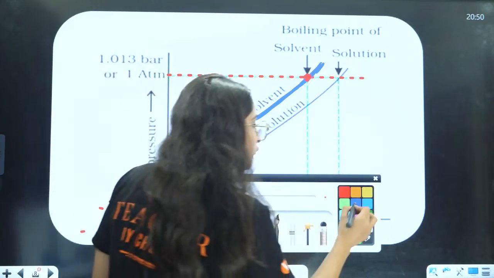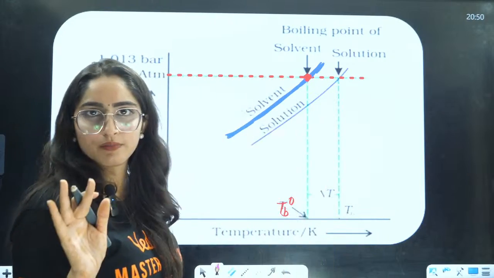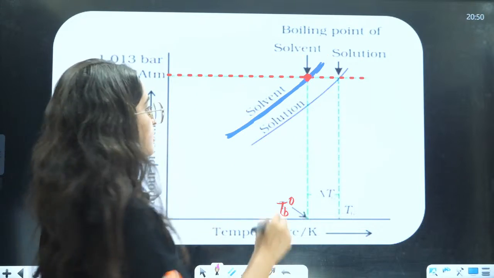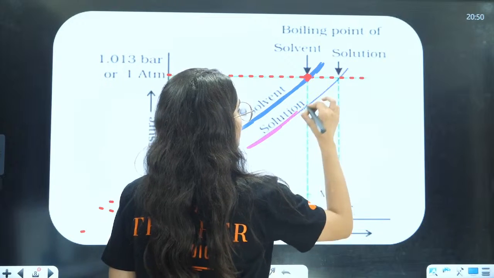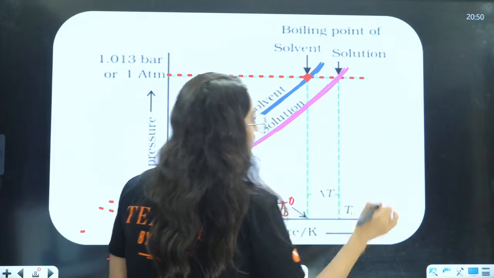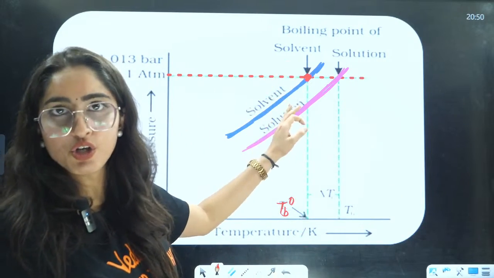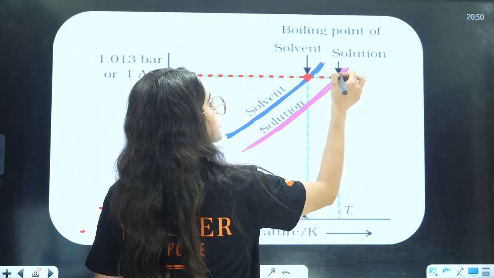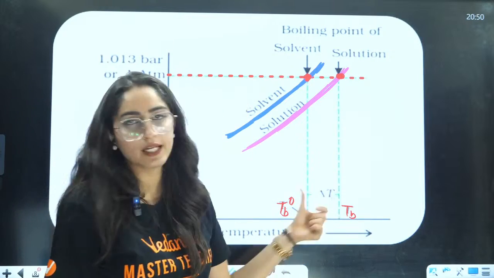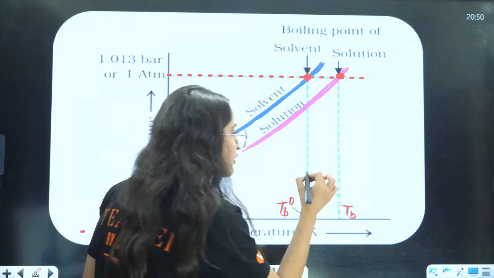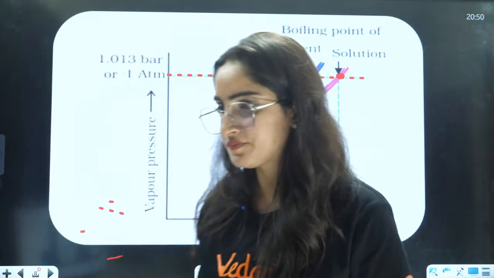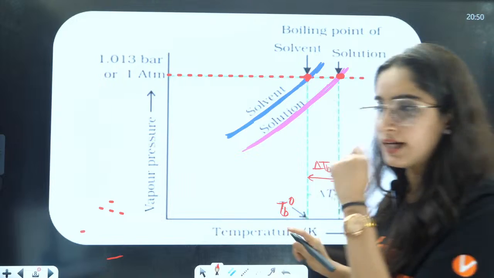Now we are saying we have added the solute. Now the vapor pressure has decreased. Earlier it was on this side, now it is here, because the vapor pressure has decreased, right? When the vapor pressure decreases, the point at which the vapor pressure of the solution touches the atmospheric pressure is this, and that is your TB. We can easily see TB naught is less than TB, right? And this difference is called the elevation in boiling point, that is delta TB.